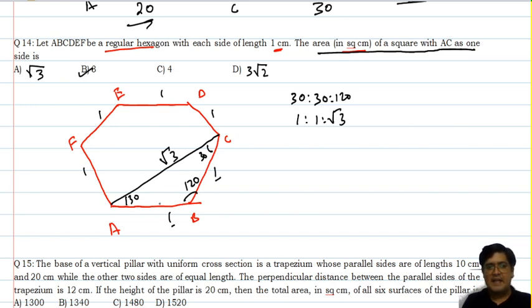This line AC, this line AE, and this line AD, they are all equal. These are called alternate diagonals in a regular hexagon. They are all equal. They form an equilateral triangle. There is one more property that you can use further. The area of the triangle AEC is half of the area of the hexagon, or area inside is equal to area outside, and these areas are also equal.